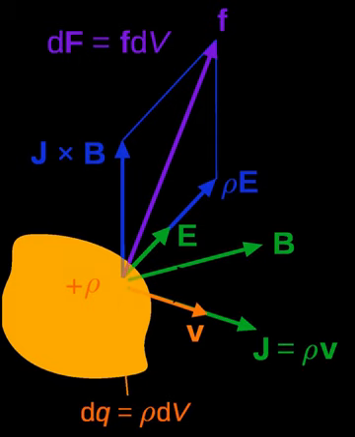sigma_ij equals epsilon_0 E_i E_j plus 1 over mu_0 B_i B_j minus 1 half (epsilon_0 E squared plus 1 over mu_0 B squared) delta_ij, where epsilon_0 is the electric constant and mu_0 is the magnetic constant, E is the electric field, B is the magnetic field and delta_ij is Kronecker's delta.